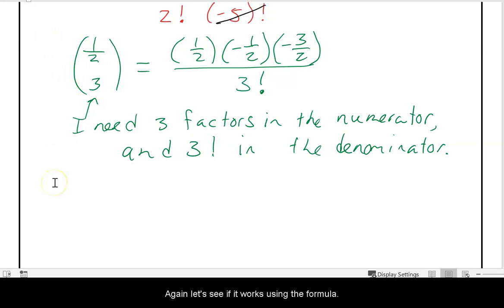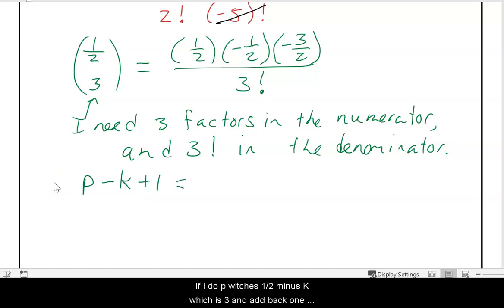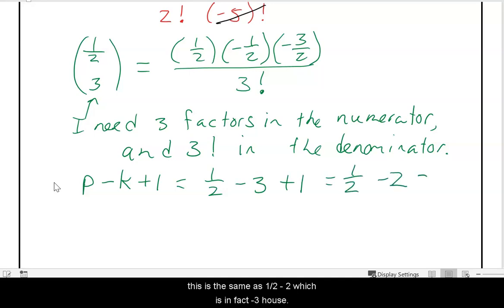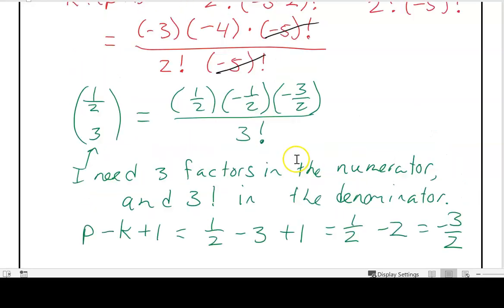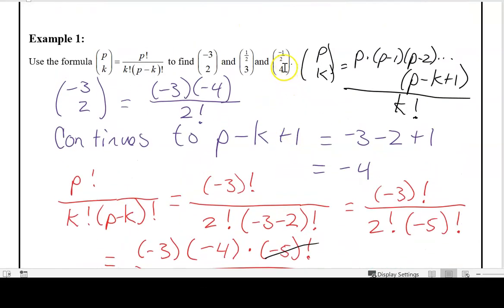Again, let's see if it worked using the formula. Is -3/2 p minus k plus 1? If I do p, which is 1/2, minus k, which is 3, and add back 1, this is the same as 1/2 minus 2, which is in fact -3/2. The fact that the last factor here matches p minus k plus 1 tells me I've almost certainly set it up correctly. Let's do the last one now. How would we work with -1/2 choose 4?